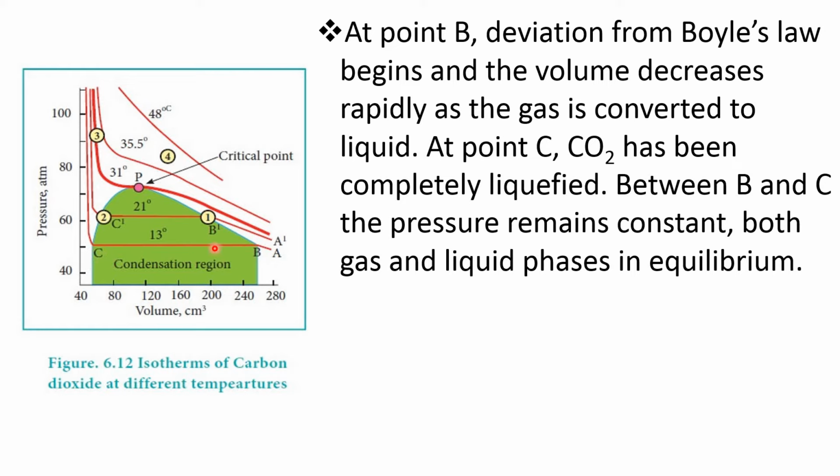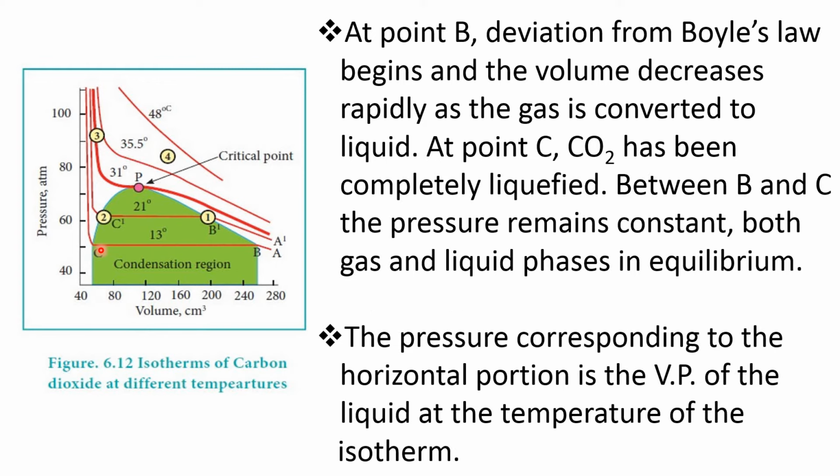Between B and C, there is a sharp change in volume, pressure remains constant, and between B and C the gas is converted to liquid. At C, it is completely liquid. Now, the pressure corresponding to this horizontal portion is known as the vapor pressure of the liquid at the temperature of this isotherm. Here we have taken the temperature 13 degrees centigrade.